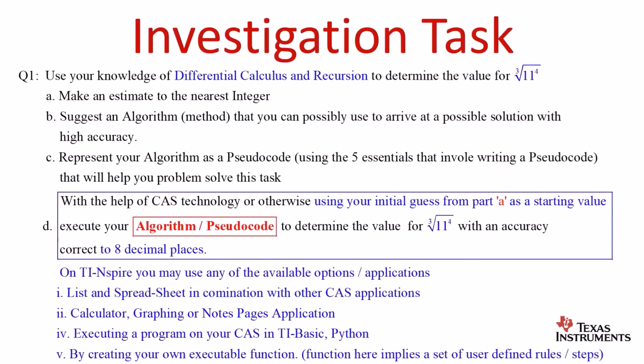The first one I've got over here is just an example. It says use your knowledge of differential calculus and recursion to determine the approximated value for 11 to the power of 4/3. Make an estimate first, suggest an algorithm, then represent your algorithm as a pseudocode using the 5 essentials. And with the help of CAS technology or otherwise, so they could use coding or the list and spreadsheet method, determine the value to 8 decimal places.